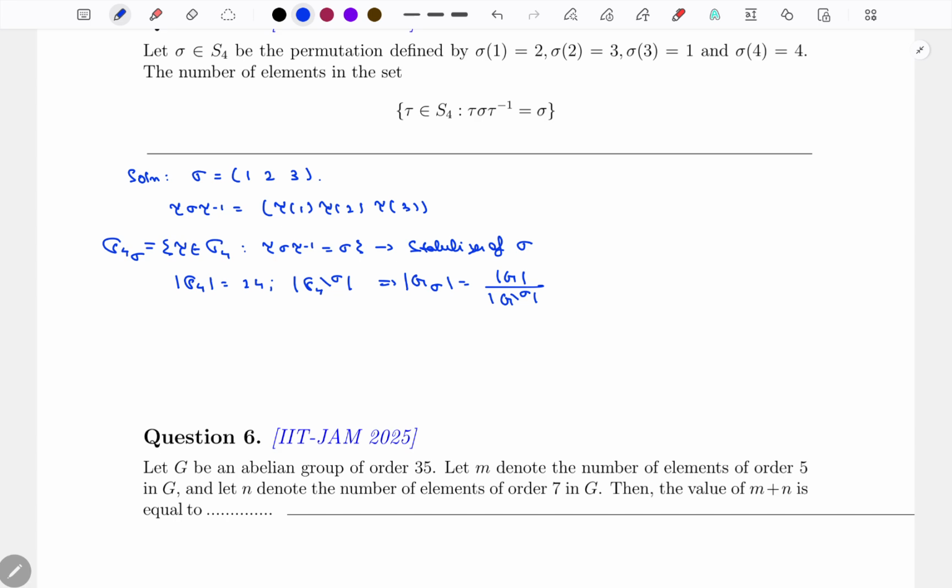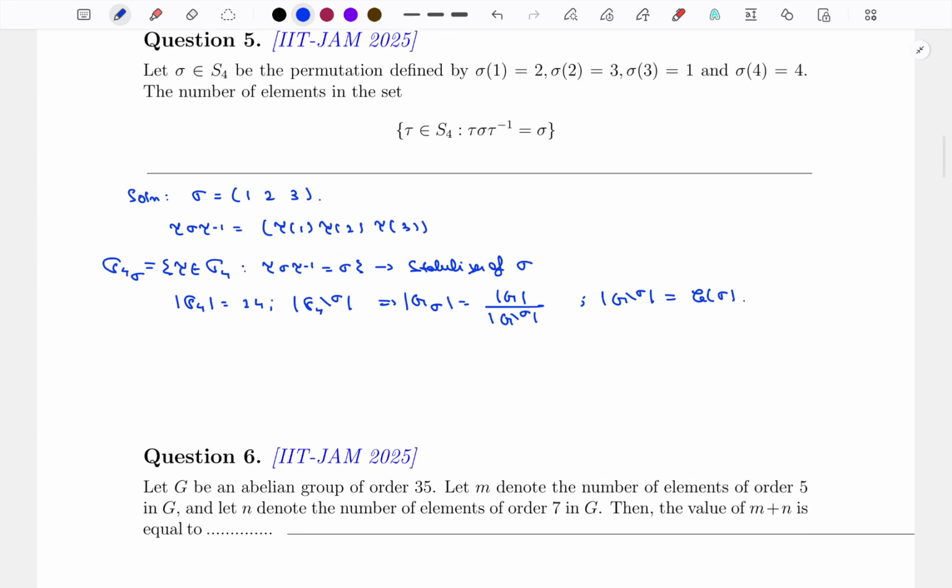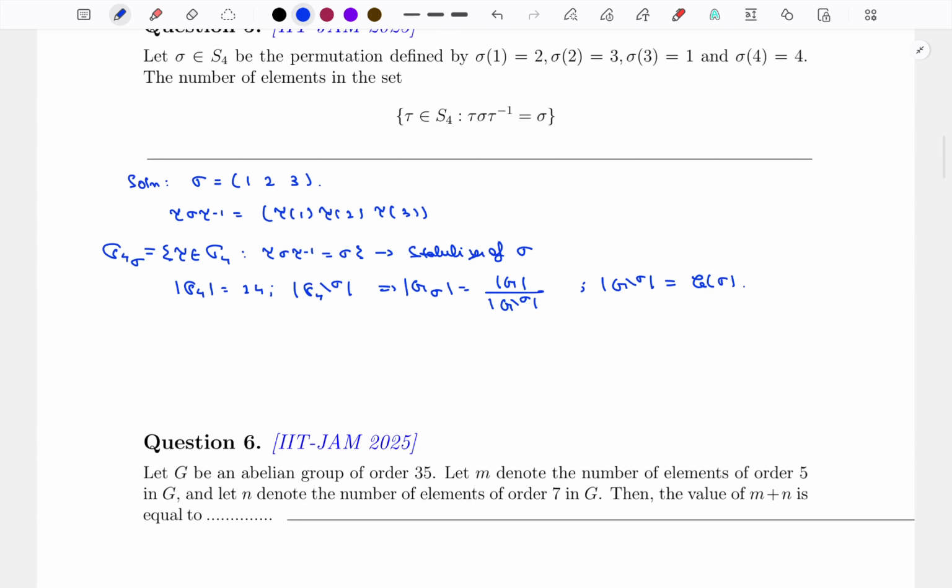And what is the orbit of sigma? The orbit of sigma is basically the conjugacy class of sigma, and the conjugacy class of sigma will just be the number of elements which preserve the same cycle length. So these are all the possible 3-cycles, right?